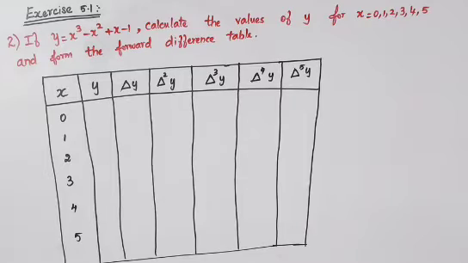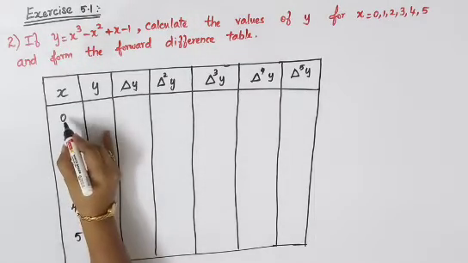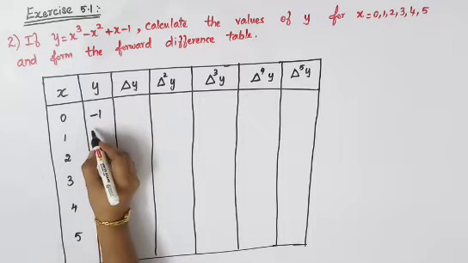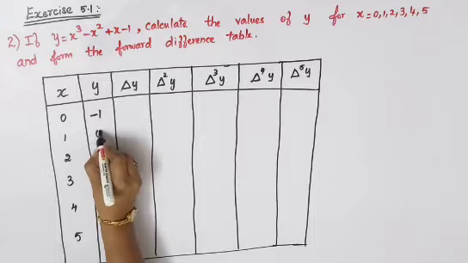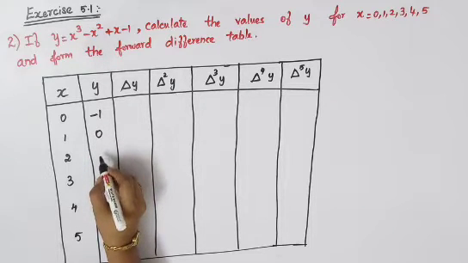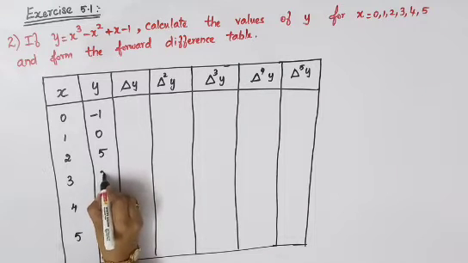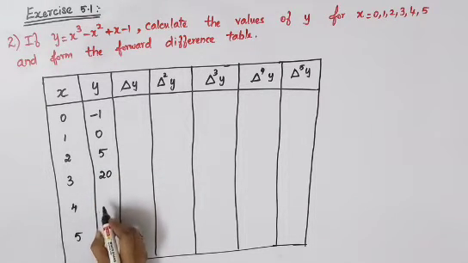And the y value, what you got as the answer for y, you have to write it. For x, when x is equal to 0, we would have got minus 1. Then when x is equal to 1, the answer is equal to 0. When x is equal to 2, y is 5. When x is equal to 3, y is 20. When x is equal to 4, y is 51.